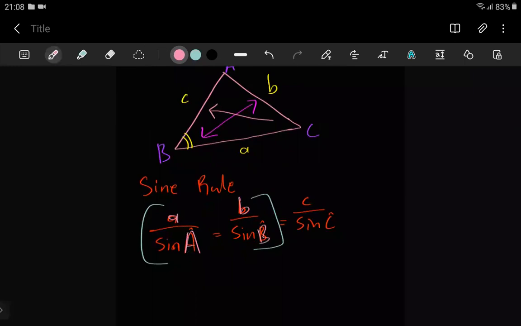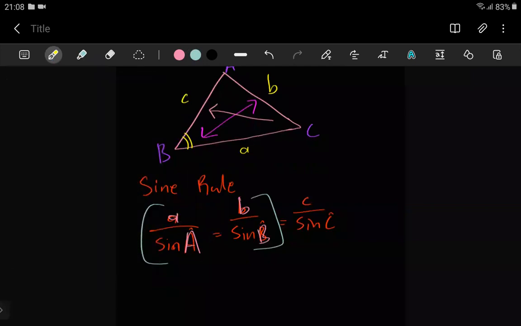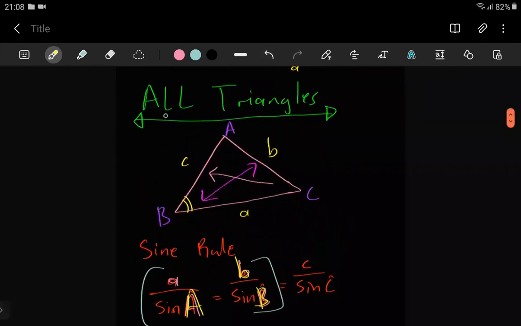So you can see it's a total of 4 pieces of information that can be put in here. For you to ever consider using this formula, you at least need 3 of the 4 pieces of information. If you have these 3 here, you would be looking for B. If you have these 3 here, you would be looking for the side A. It all depends on which 3 pieces of information you have, because the 4th one is what you'll be looking for. That's the sine rule, and this sine rule refers to all kinds of triangles.